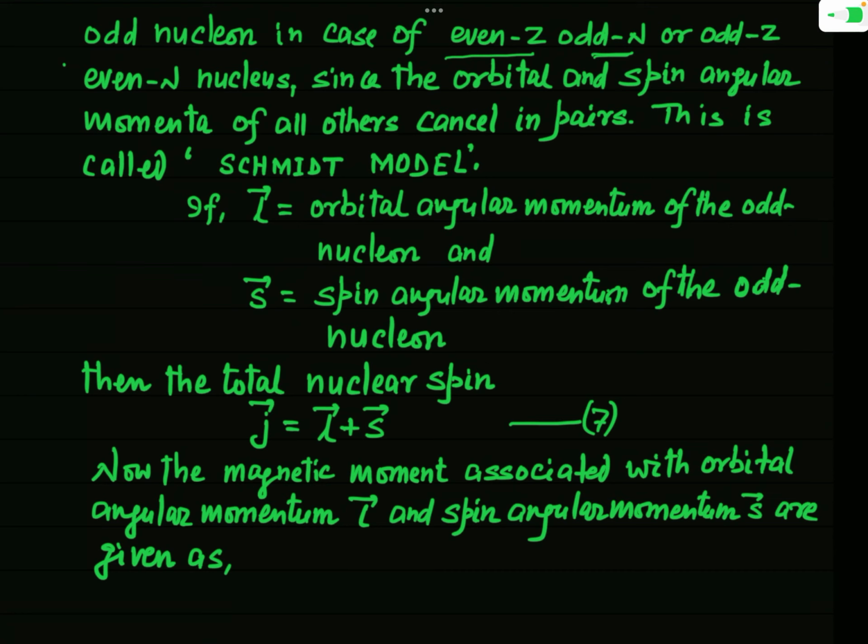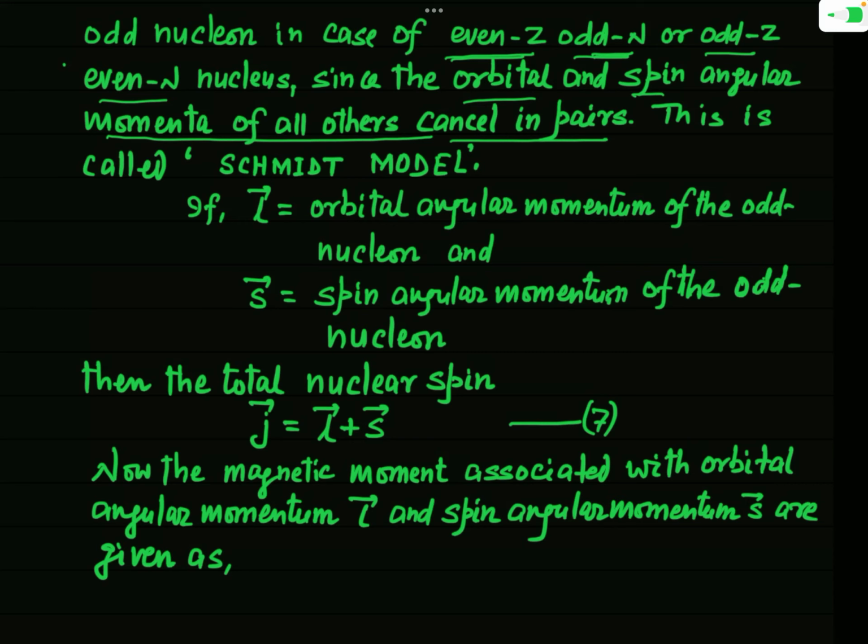So, in the single particle model, as I have told you, the total magnetic moment is due to only the odd nucleon. And so in this case, we consider either an even Z and odd n nucleus or an odd Z and even n nucleus. So what happens actually in this condition? The orbital and spin angular momenta of all other nucleons will cancel in pairs.